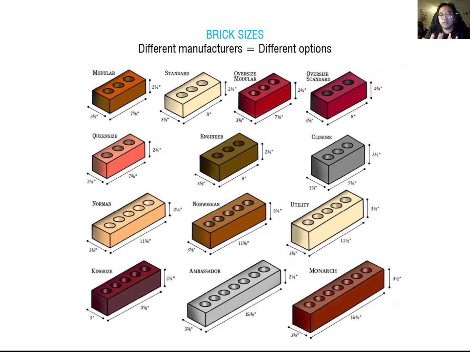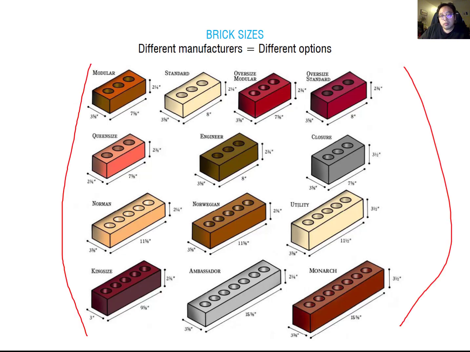And the brick also has different sizes available. Different manufacturers make different options. But this one is a typical brick size you might consider for your project. I don't want to ask you to memorize every single dimension, but I ask you to memorize the modular brick size. This is a typical brick dimension. You have to know the actual number, which is 3 5/8 inch by 7 5/8 inch by 2¼ inch. Okay, so this is a modular size. Please memorize this number for the modular brick dimension.